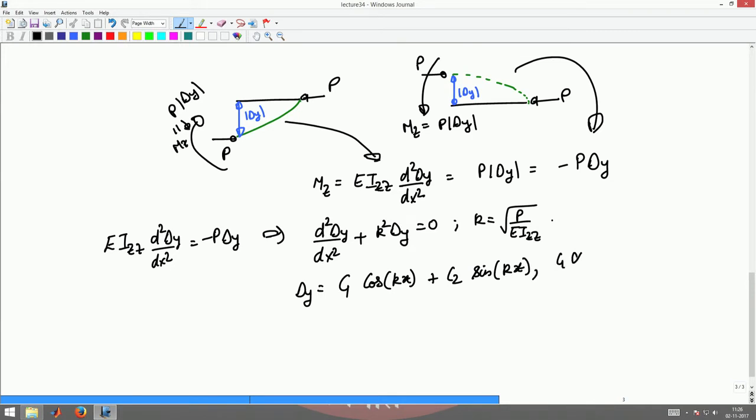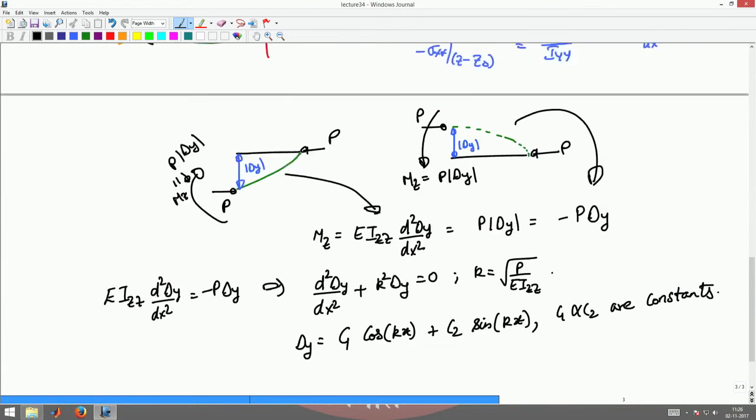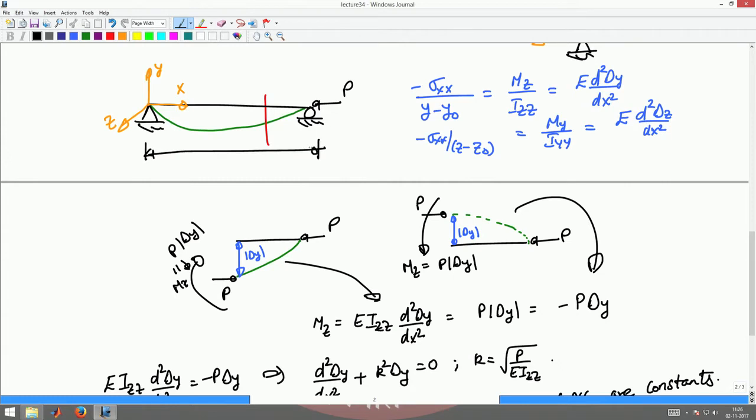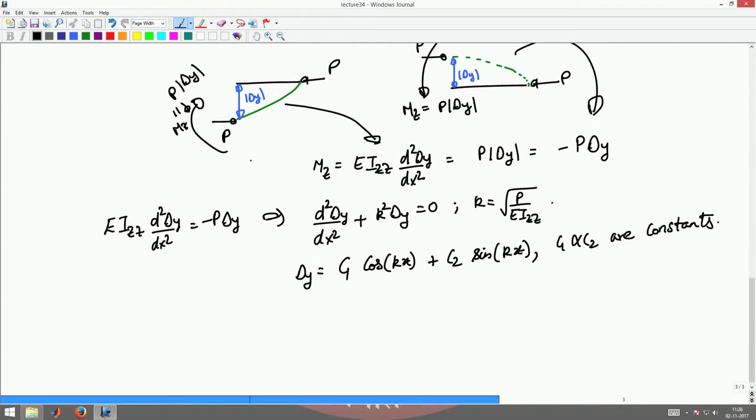Okay. c1 and c2 are constants to be found from boundary conditions. Now you know that delta y is the simply supported beam that I am looking at. So delta y at x equal to 0, and let us assume the length of the beam is L. For a simply supported beam, delta y at x equal to 0 has to be 0, and delta y at x equal to L has to be 0.